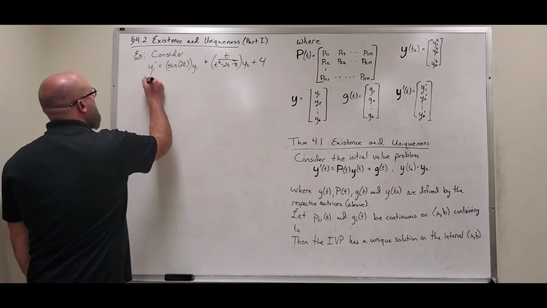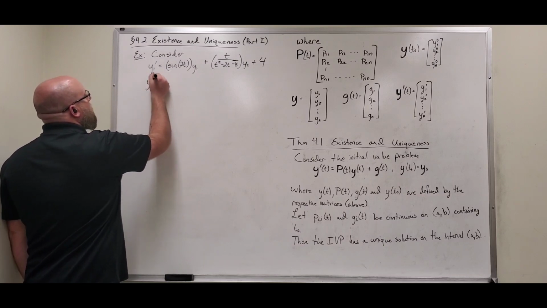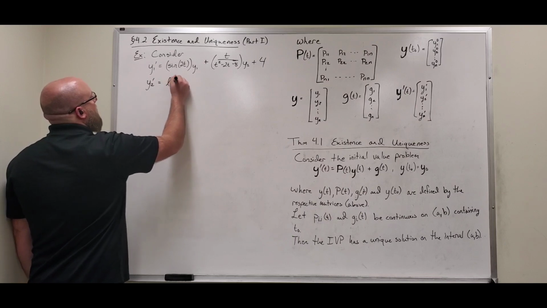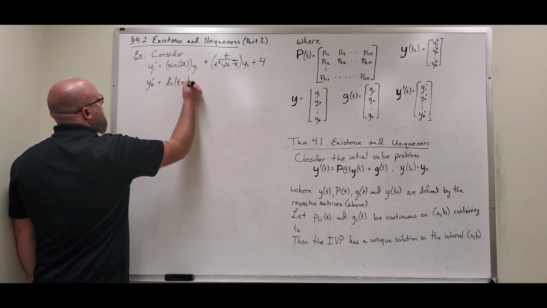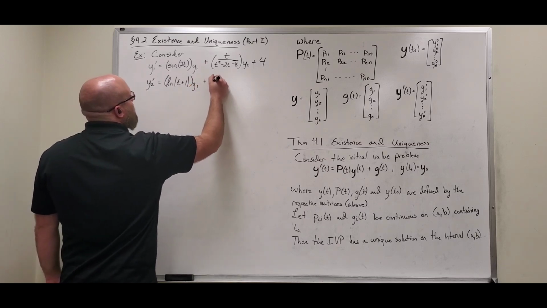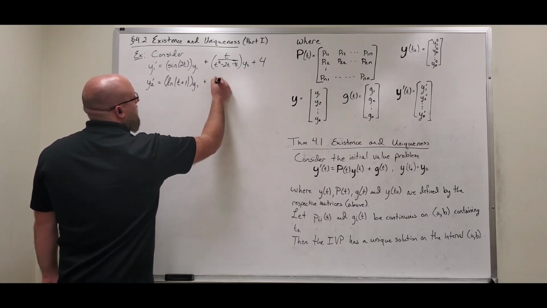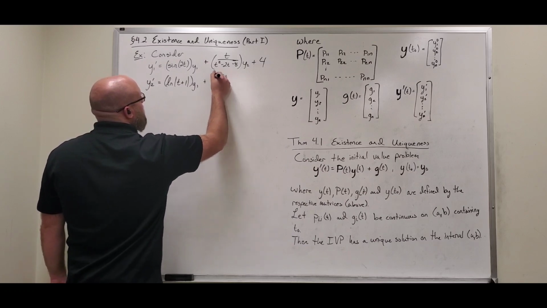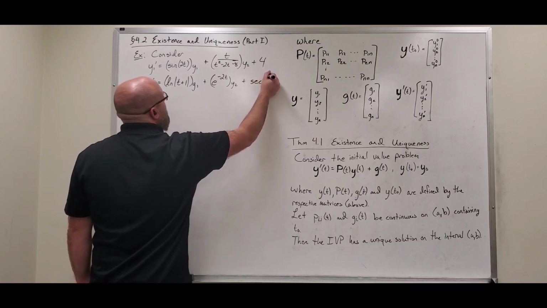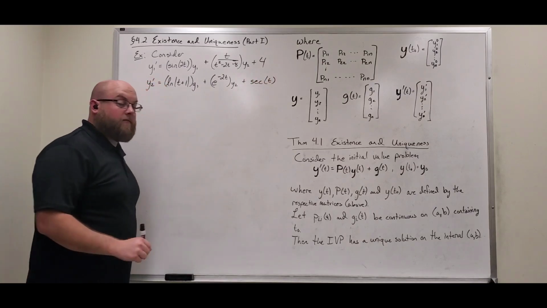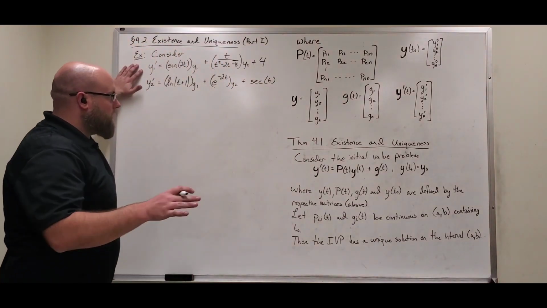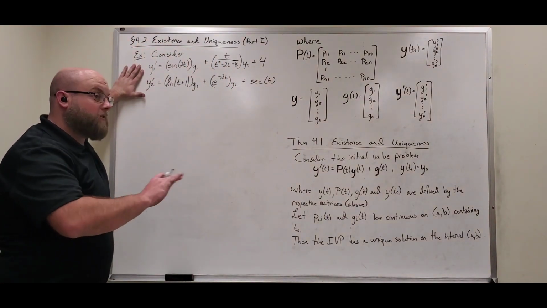Our second one, y2 prime is equal to the natural log of the absolute value of t plus 1 times y1 plus e to the negative 2t y2 plus, and we'll make it a little bit interesting, secant of t. Okay, so again, these are our generalized equations, if we were talking about a general solution.